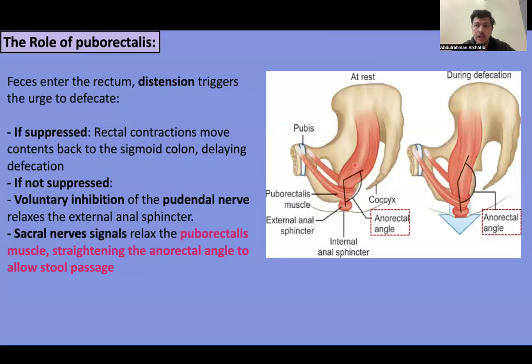Now, during the defecation process, let me highlight it here. During the defecation process, this muscle will relax and this will straighten up the angle, right? So this angle will get straightened up. This will allow the fecal material to pass to the internal and external anal sphincters.